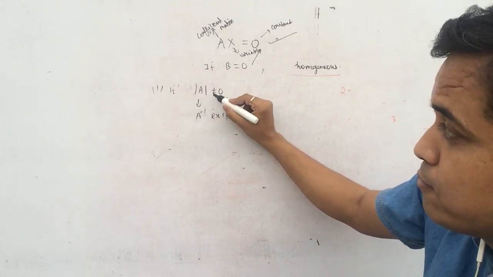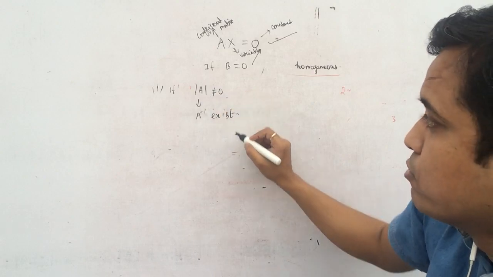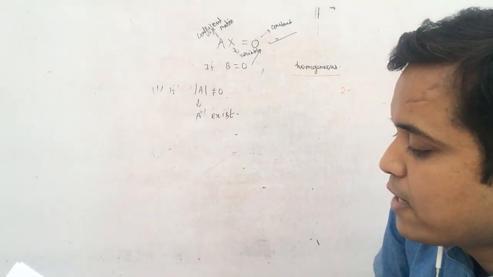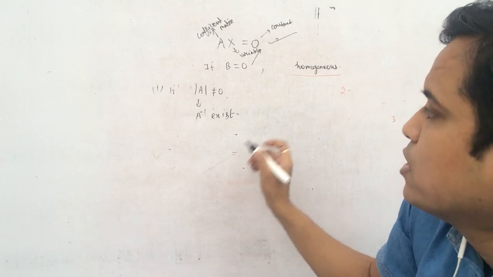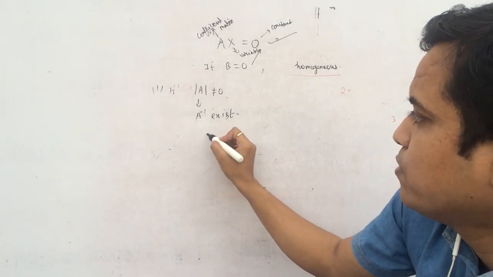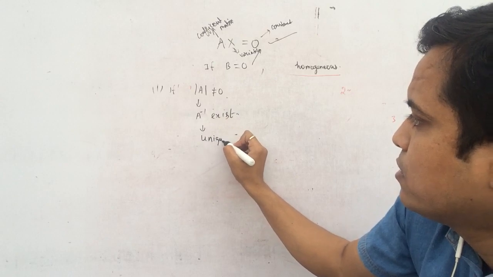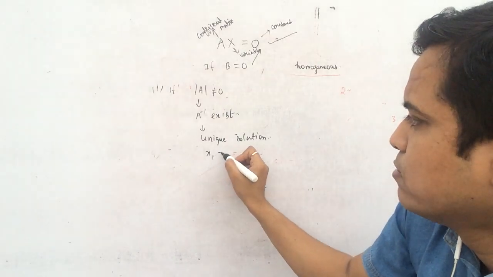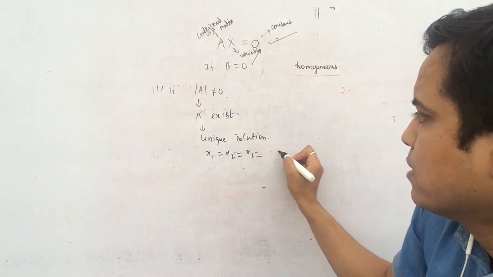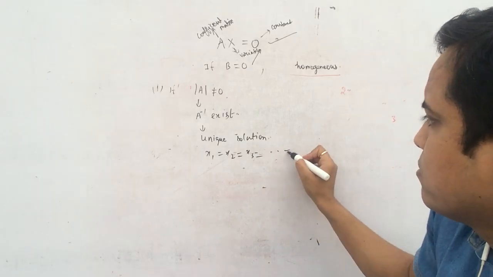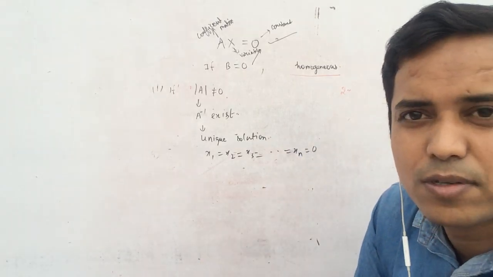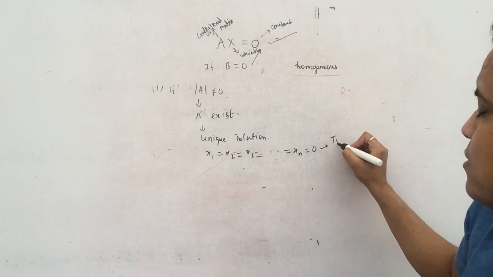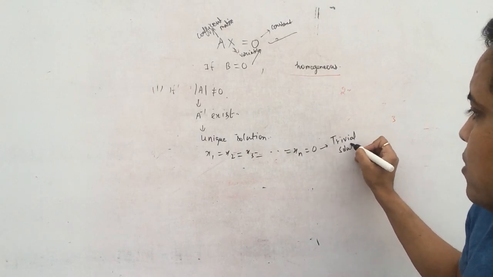If you find the determinant of A is not equal to 0, then A inverse exists, and what would happen? The system of equations has a unique solution. The solution would be like this: x1 equal to x2 equal to x3 equal to, up to xn equal to 0. The solutions are like this, and this is called the trivial solution.